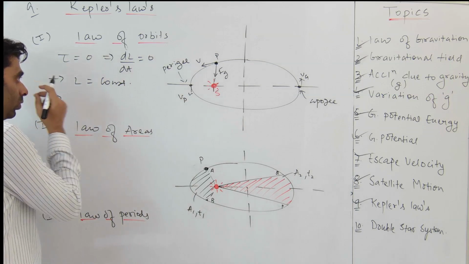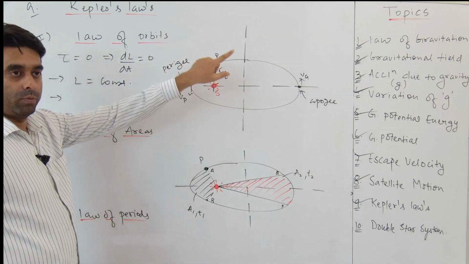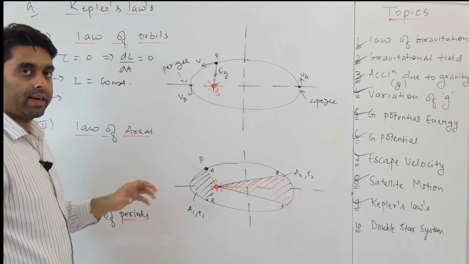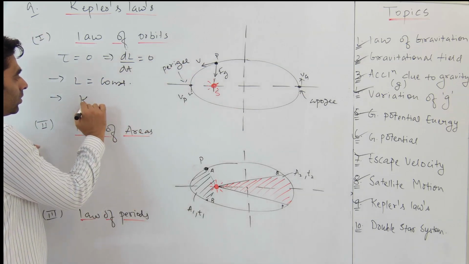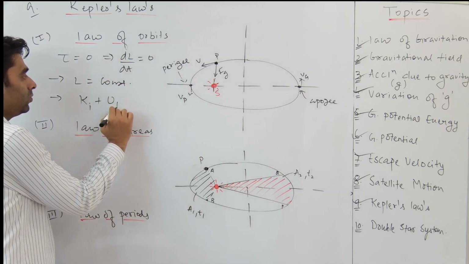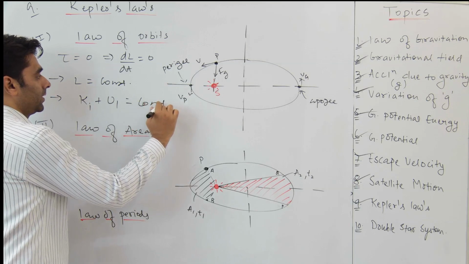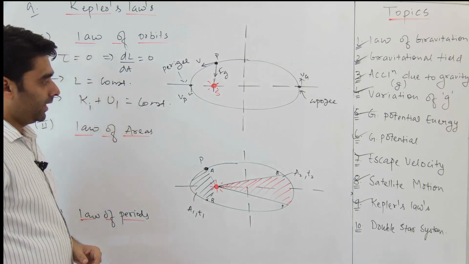Second, since only the conservative gravitational force is acting, energy will also remain constant. K initial plus U initial will be constant. Okay, fine. Let us move ahead.